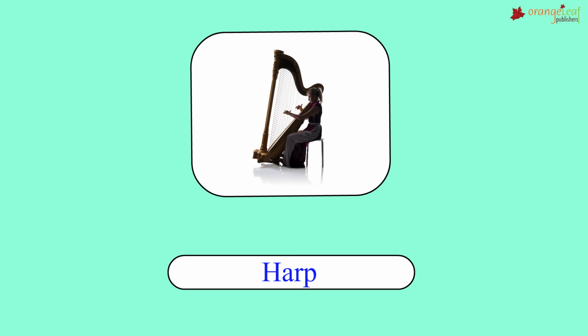The eighth musical instrument is harp. The harp is a stringed musical instrument that has a number of individual strings running at an angle to its soundboard. The strings are plucked with the fingers. It was a popular folk tradition in some areas.